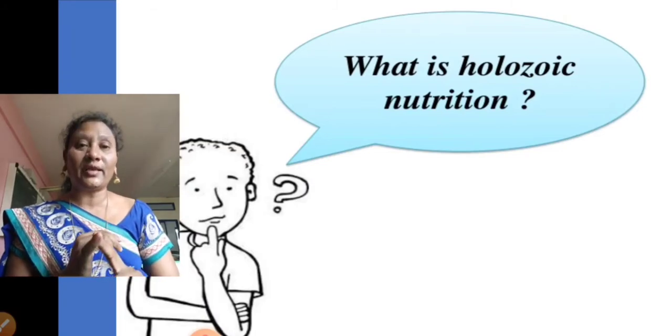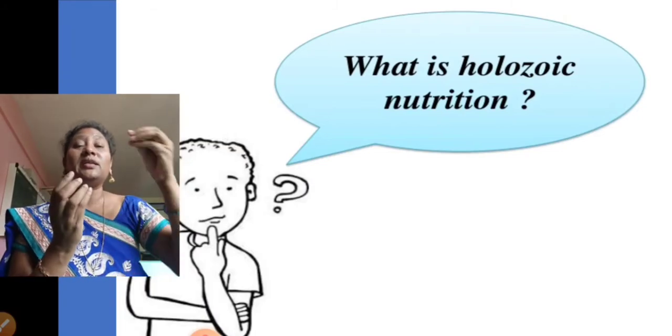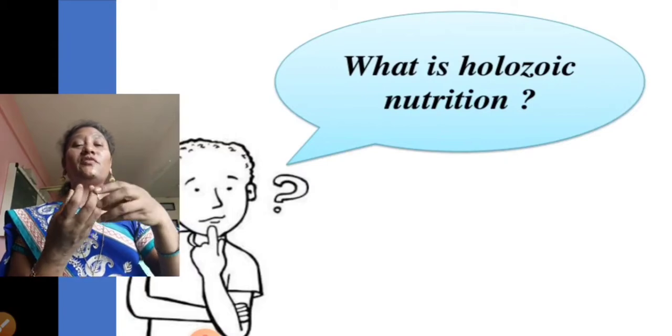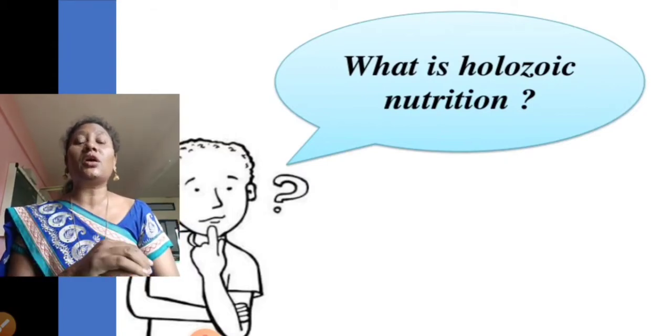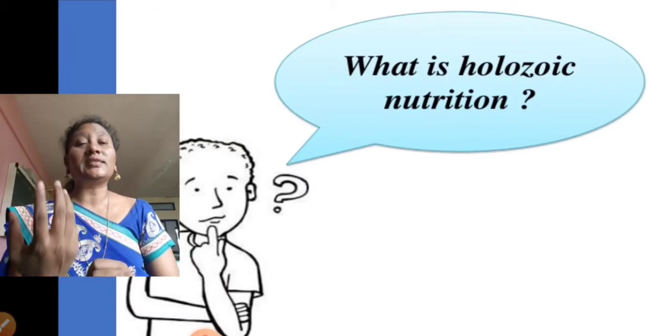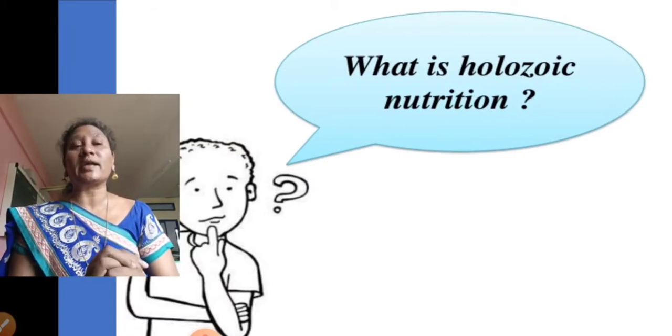Sap means a liquid. So solid food, by releasing the enzymes, will convert into the form of a sap. This sap is eaten by the organisms. So that is called saprophytic nutrition. For example, we can take fungus and bacteria.